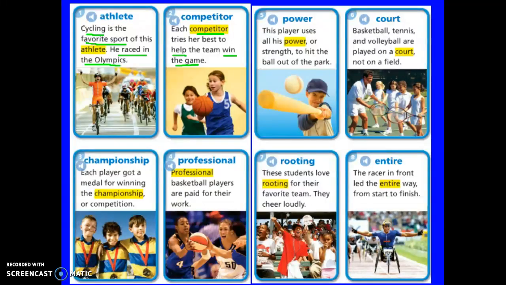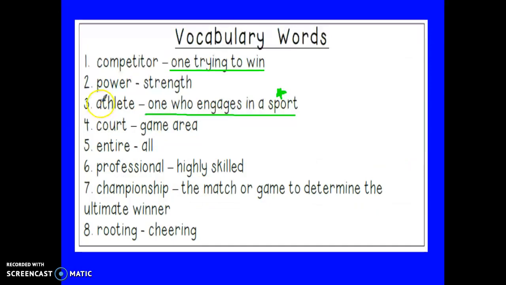Power. This player uses all his power or strength to hit the ball out of the park. And we've talked about this word before. Usually when you see the word or in this situation, or is a big clue you're about to get a synonym, or a word that means the same thing as your unknown word. So when we look here after or, we see strength. So or is helping me understand that strength and power are synonyms. They have a similar meaning. So that helps me guess power must mean the strength a person has, okay? The actual definition for power is strength.